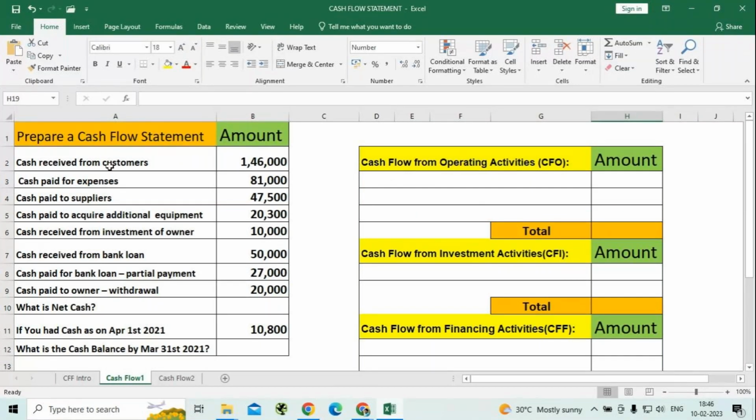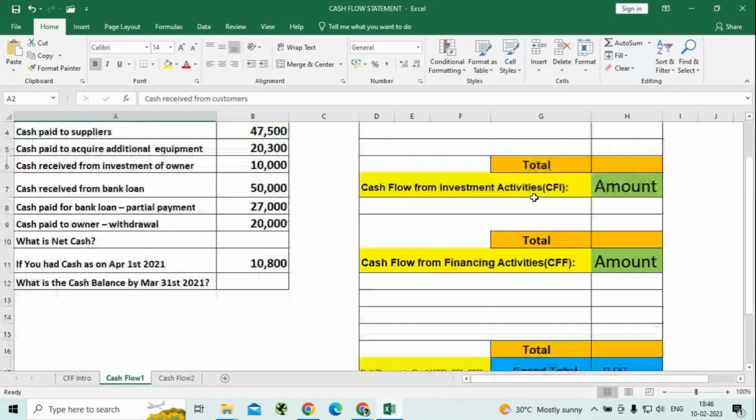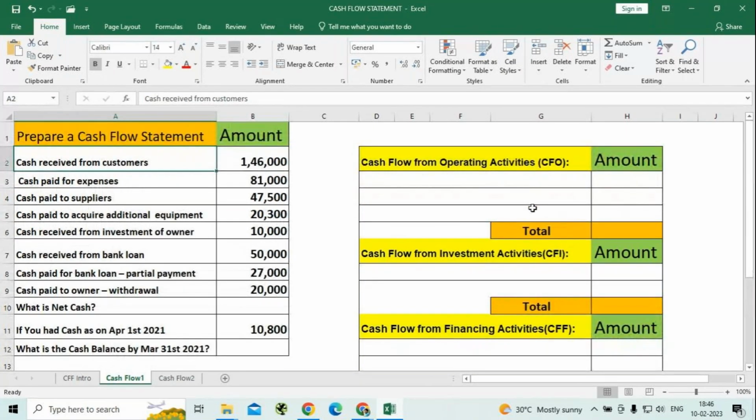The first statement says cash received from the customers. So when do I receive the cash? If I made any sales, so if any sales activity is done, which part of this cash flow statement is going to be affected? Is it operating activities? Is it investment activities? Or is it financing activities? So is there any guess? Is it from investing activities?